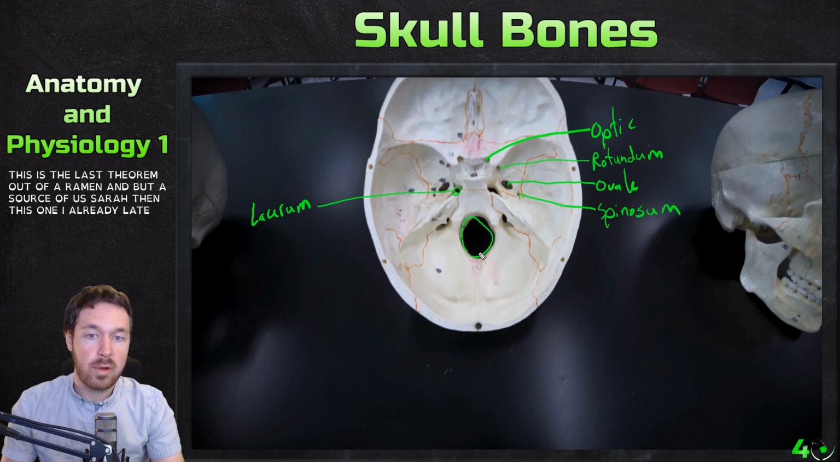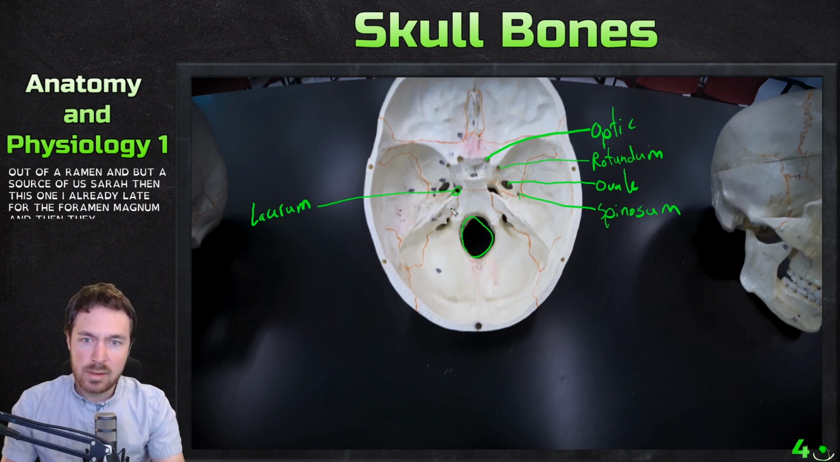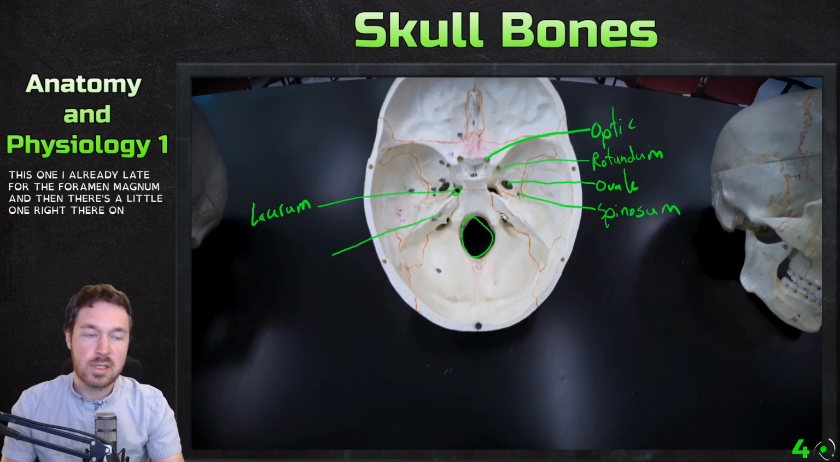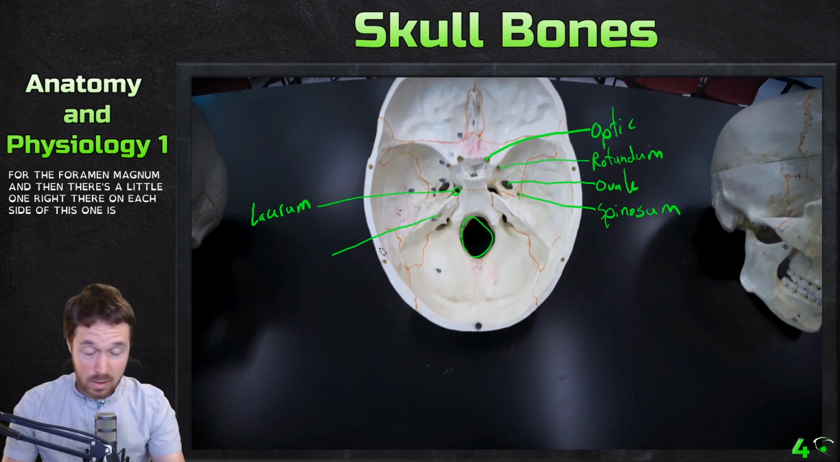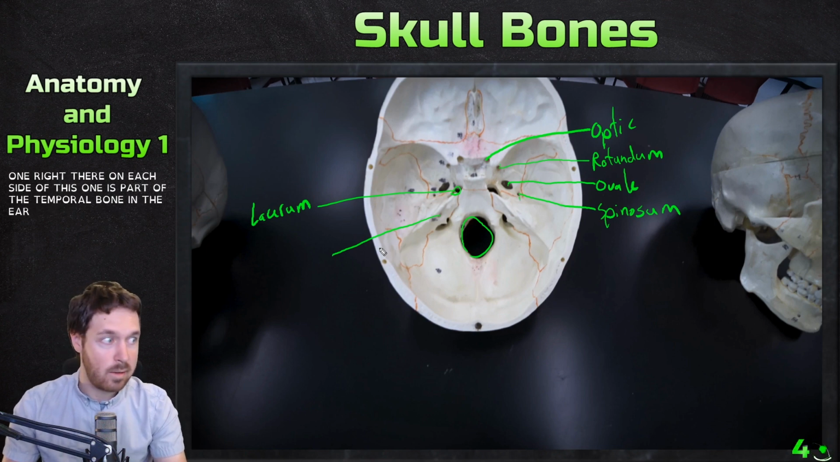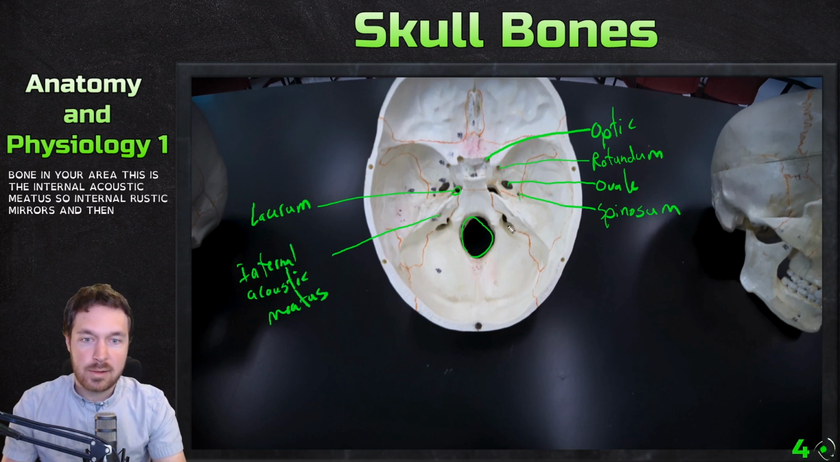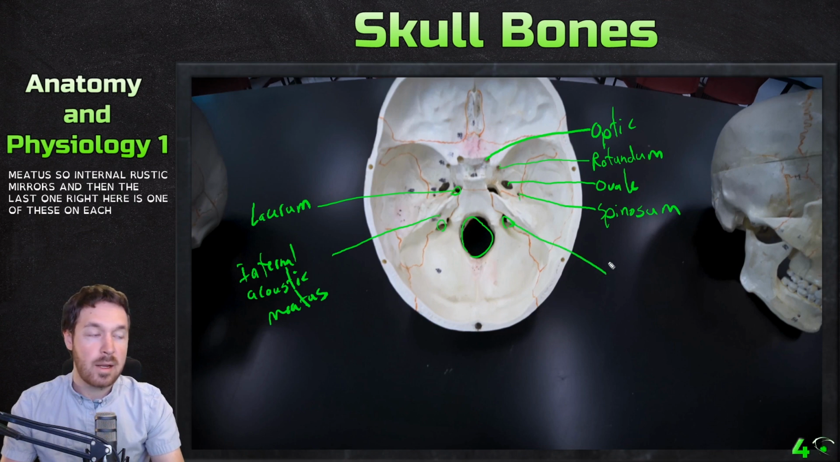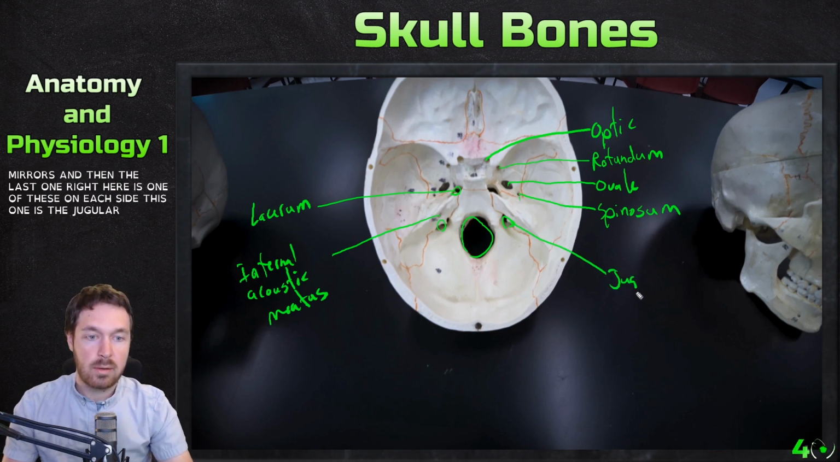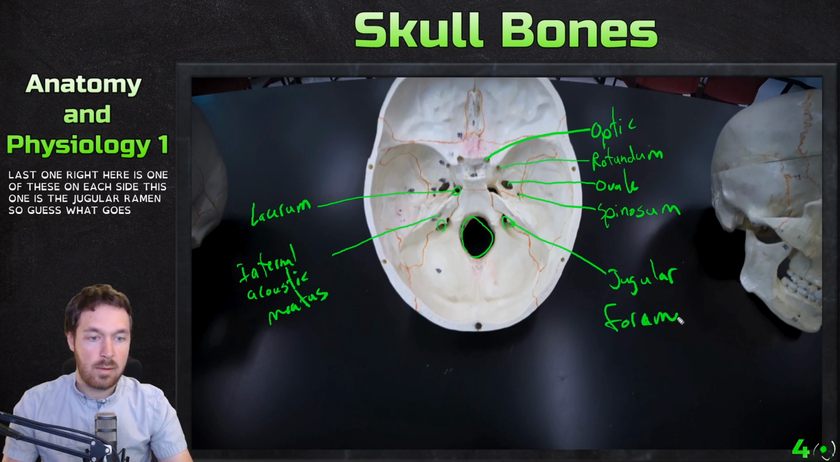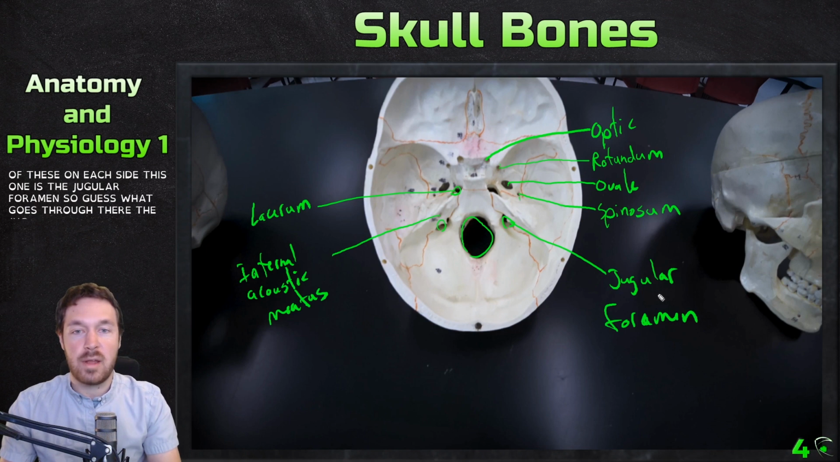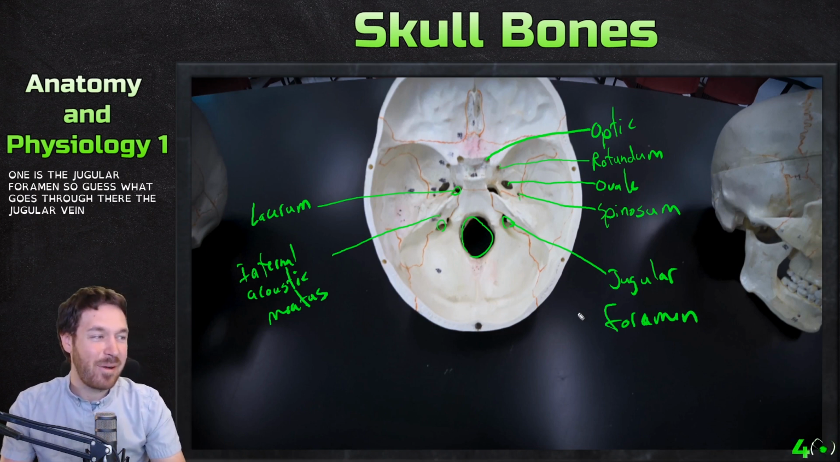Then this one I already labeled before, the foramen magnum. And then there's a little one right there on each side. This one is part of the temporal bone in the ear area. This is the internal acoustic meatus. And then the last one right here is one of these on each side. This one is the jugular foramen. So guess what goes through there? The jugular vein. So that one's a pretty easy one.